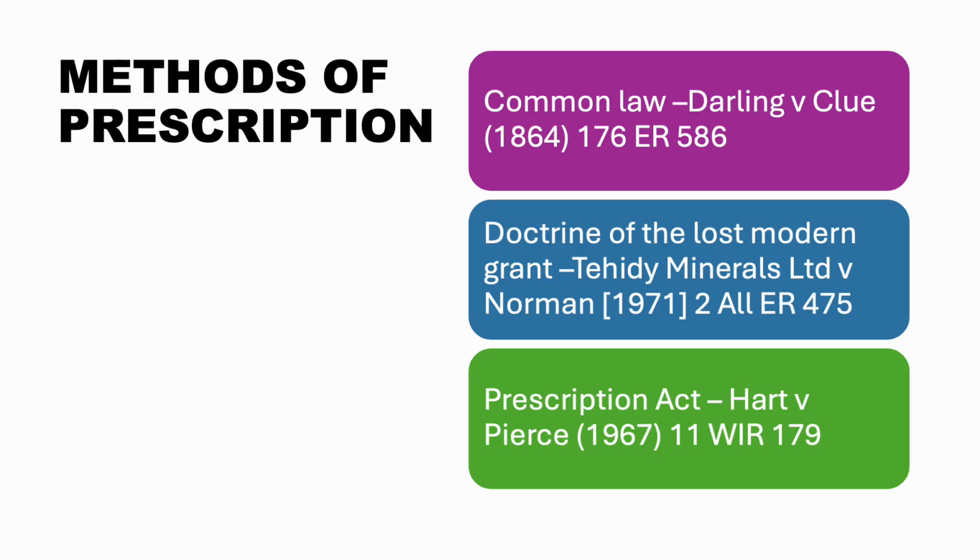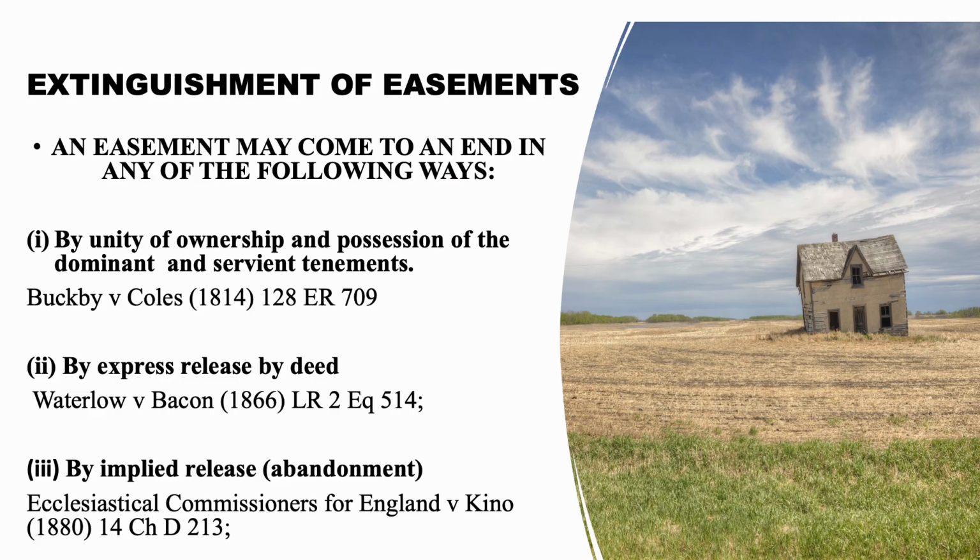There are 3 methods of prescription. The common law prescription, which states that 20 years creates a presumption of use since 1189. Secondly, the doctrine of the lost modern grant. The case of Tehidy Minerals versus Norman stated that 20 years creates a legal fiction that a grant was made and lost. But the Prescription Act stated that 20 or 40 years can be satisfied under statutory provisions, and Hart versus Pierce from the West Indies applies these.